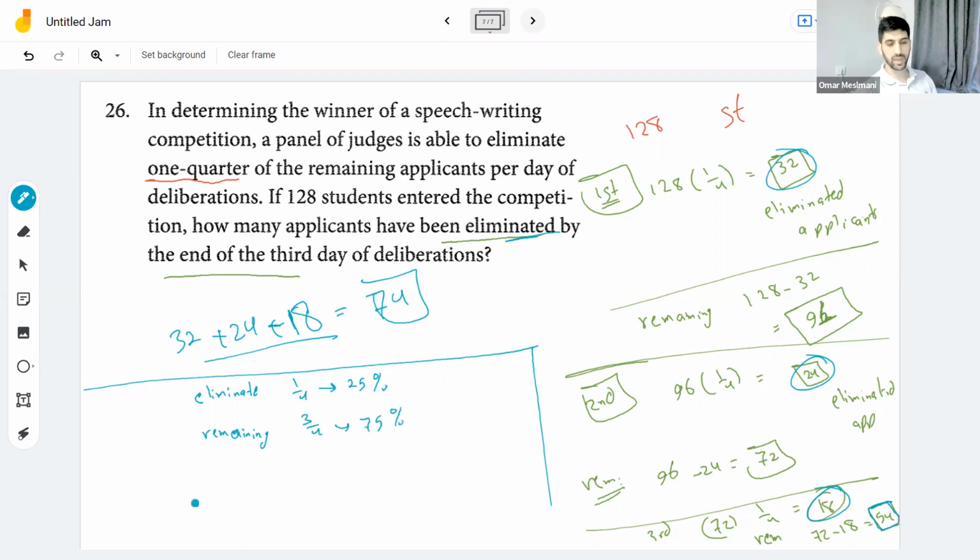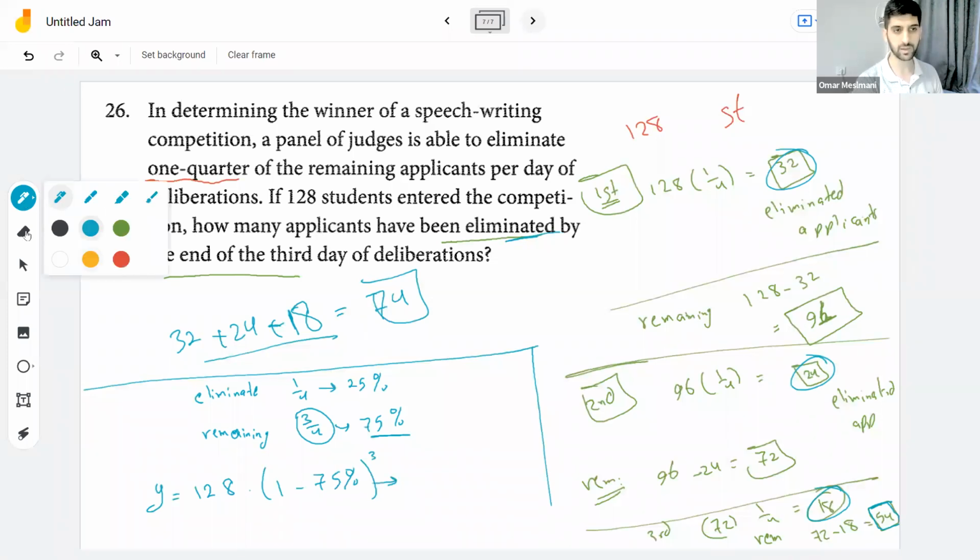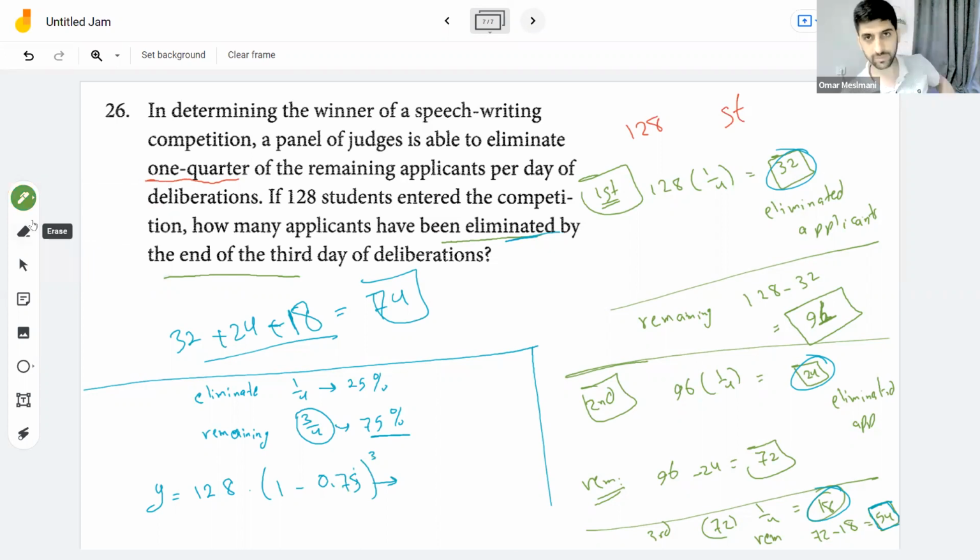So I'm going to say y equals the initial value of the students, I have 128, multiplied by the percent of remaining, 75% or 3/4. Because I have a percent, I'm going to say 1 minus 75%, power what? How many days? We have 3 days. So use a calculator, anyone please. Instead of 75%, just use 0.75, and see what the answer is going to be.